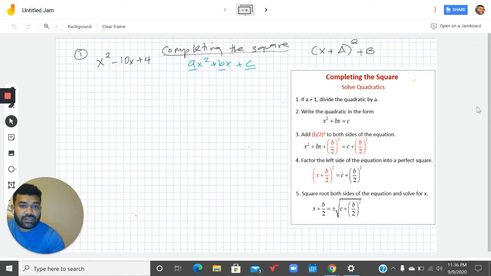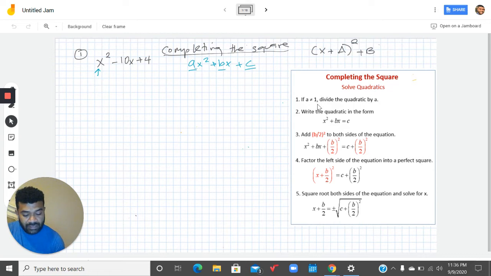So what step number 1 is saying is, if you have a number and that number is not 1, then you have to divide the quadratic in order to make it into a simplified form, meaning that they would rather have a coefficient of 1 in front of that x squared rather than having any other number. So they want to make sure that you remove any number in front of x squared, to make it easier for us to work with the equation.